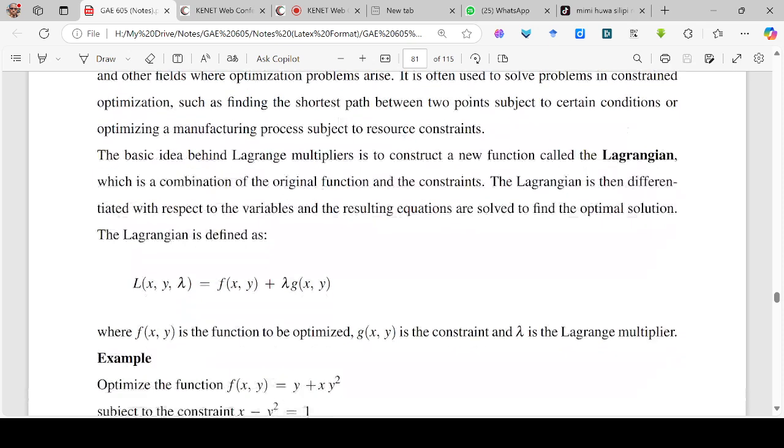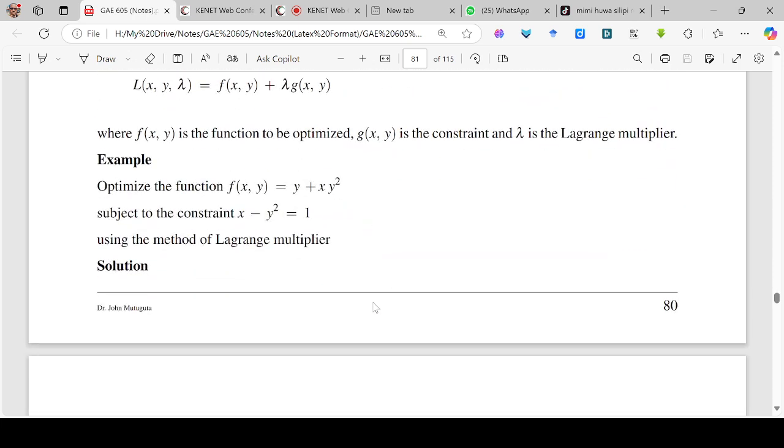So the Lagrangian is defined by this equation, L, function of x, y, and lambda, is equal to f of x, y plus lambda g of x, y. In this case, f is the function to be optimized, and g is the constraint function. Lambda here is the Lagrange multiplier. So we have an example.